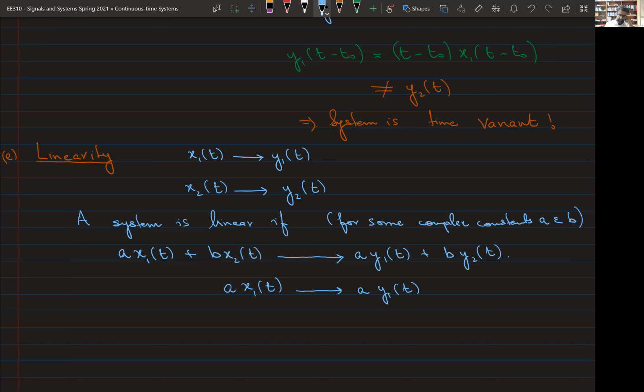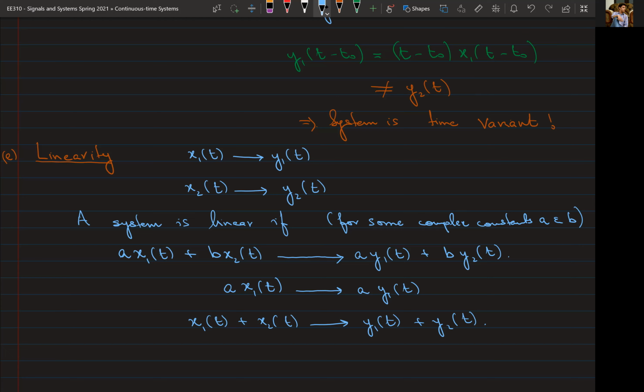At the same time, if I take the input x1 of t plus x2 of t, just a simple superposition, then the output would just simply be a sum as well. Okay, is that clear? This should be simple enough, right? Any questions here before I move to examples?